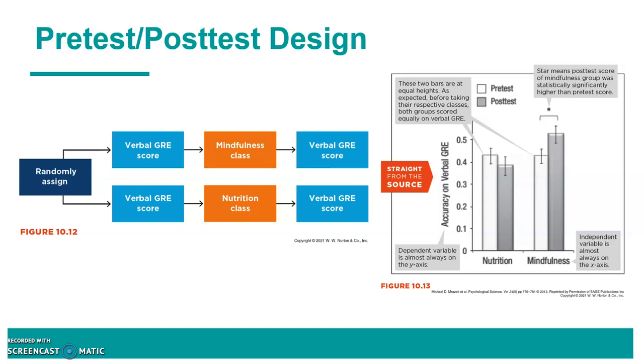You could also have a pre-test, post-test design with two separate groups. So you have two measurements in this case, pre and post intervention. Here's an example where you have one group randomly assigned to a mindfulness class, one randomly assigned to a nutrition class, and then the dependent variable is really the improvement on a verbal GRE score. So they take that test twice, both the pre-test and the post-test. Take it before, take the class, and then take it after and see how it changes.